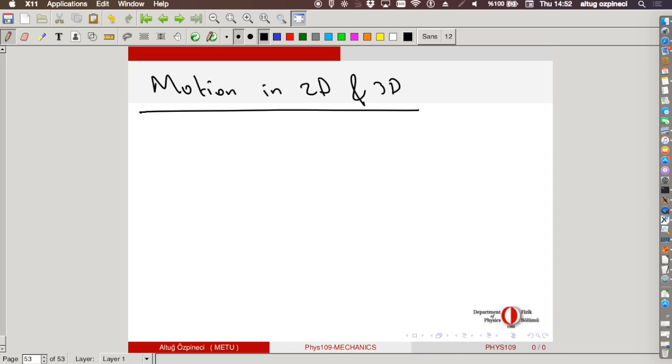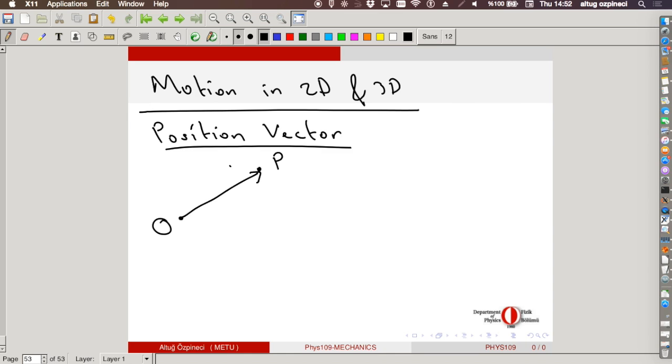So let's first discuss the position vector. Again, you should take a reference point. This is your reference point, let's denote it by O. If this is your object, sitting over there, then the position vector of that object, we will usually use the symbol R to denote the position. This is the R.